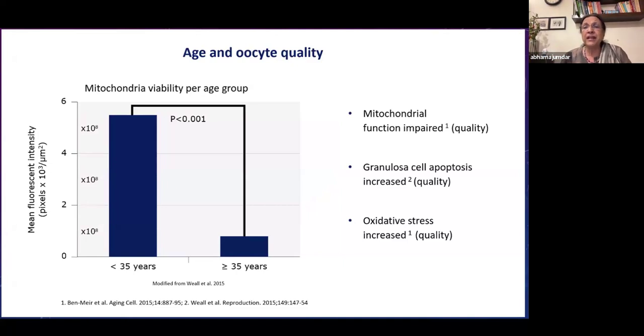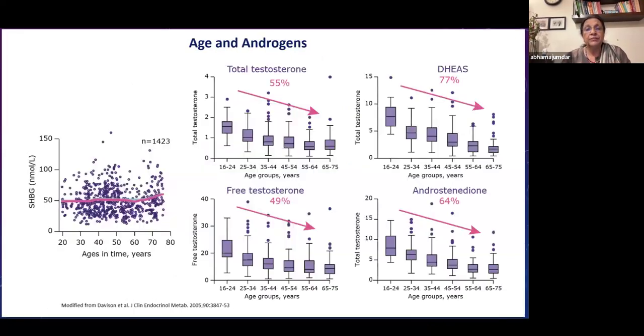Mitochondrial function is impaired in quality, granulosa cell apoptosis increases, again quality goes down, and oxidative stress increases, also that leads to lower quality. So mitochondrial viability per age group, if you see less than 35 years and more than 35 years, there is a significant difference in mitochondrial viability in women less than 35 and more than 35.